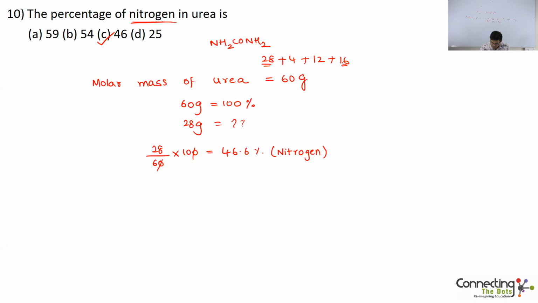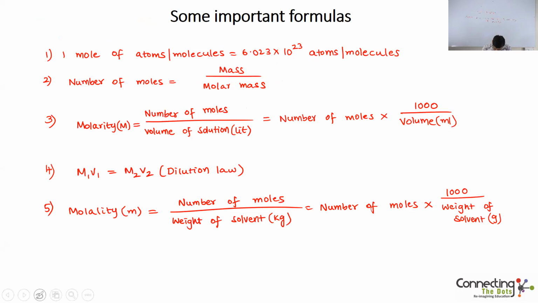I think that's it. These are some of the questions from this chapter. And these are some of the important formulas which we should remember if we want to solve questions from this chapter. First is number of mole. 1 mole of atoms or molecules is nothing but 6.023 times 10 power 23. It can be atoms, molecules, electrons, ions, any species. So 1 mole is always equivalent to that particular number.